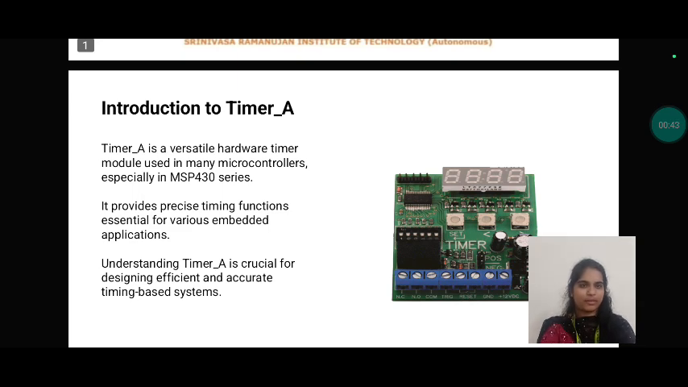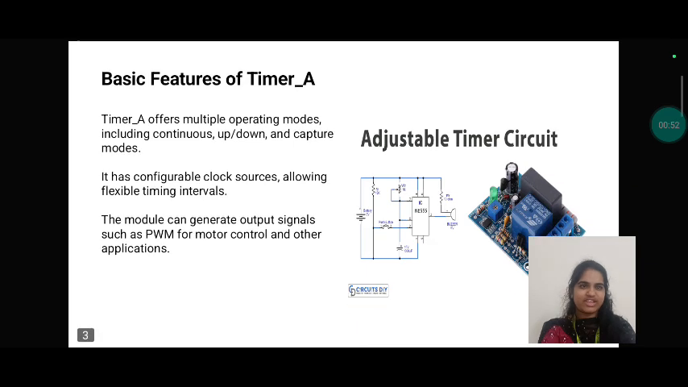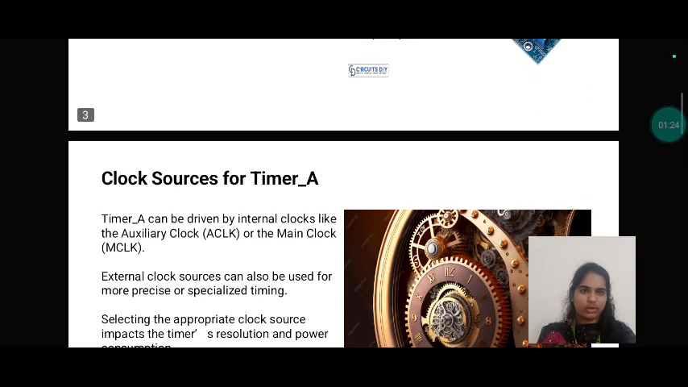Timer A is one type of hardware timer. It is one type of module too, used in microcontrollers, especially in the MSP430 series. The basic features of the timer: Timer A supports multiple operations and modes, including continuous, up/down and capture modes. It has configurable clock sources allowing flexible timing intervals. The module can generate output signals such as PWM for motor control and other applications.